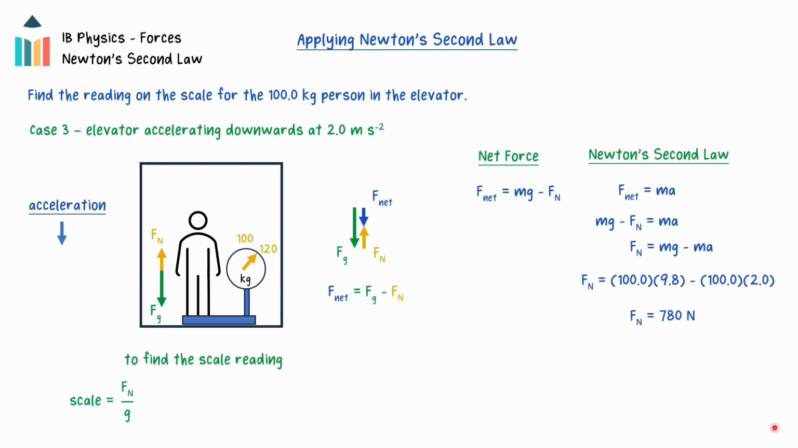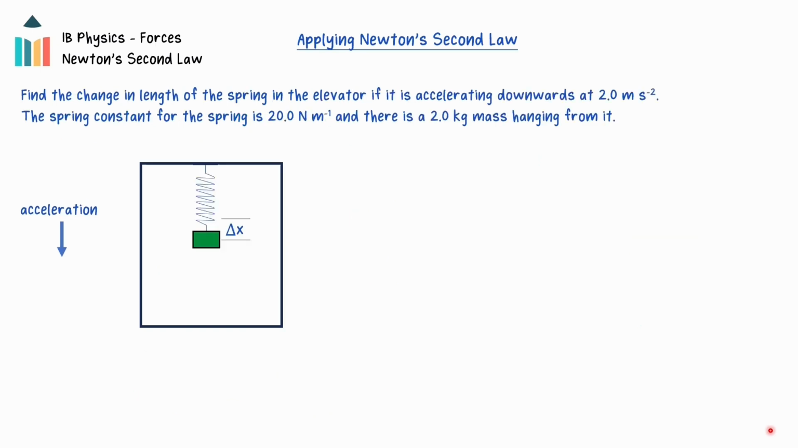The magnitude of the normal force is now less than the gravitational force, and the person accelerates downwards as a result. The scale will then convert this normal force into a mass of 80 kilograms. Again, the mass of the person is still 100 kilograms, and the scale is giving a false reading. The acceleration is downwards, meaning that the elevator is either moving upwards and slowing down, or moving downwards and speeding up. Let's consider a more complicated elevator example.